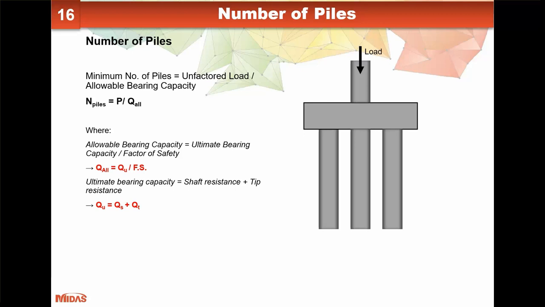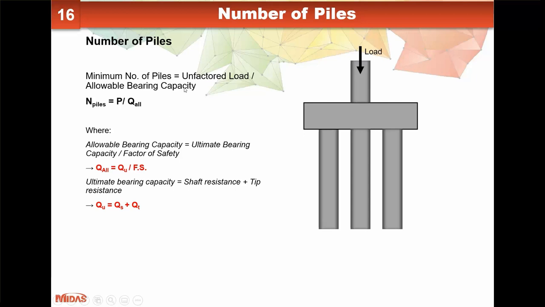So to determine the number of piles, there are a lot of ways that we can do to get the number of piles. But this formula or this guide will allow you to get the minimum number of piles. So whatever you get here will be the minimum, so that those piles can carry the load from the column or from the piers.